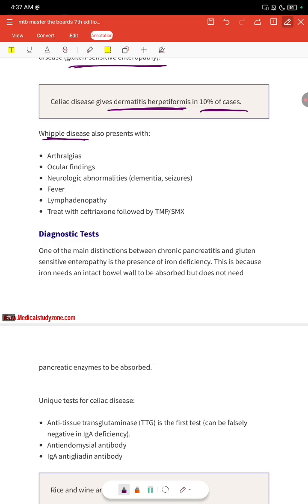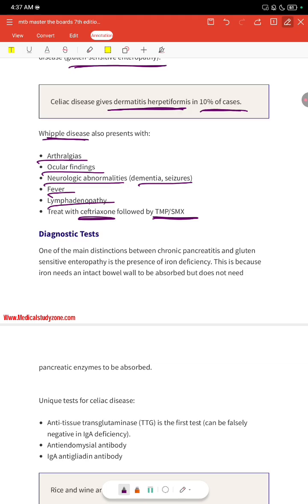Whipple disease also presents with arthralgias, ocular findings, neurologic abnormalities, dementia, seizures, fever, and lymphadenopathy, that is, swollen lymph nodes. Treat with ceftriaxone followed by trimethoprim-sulfamethoxazole.